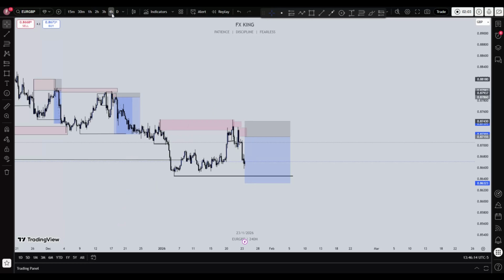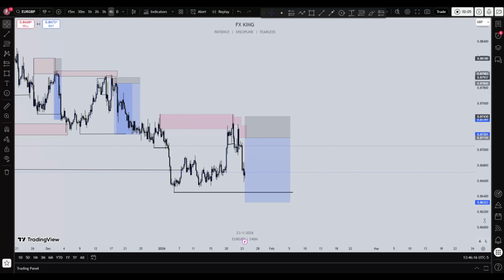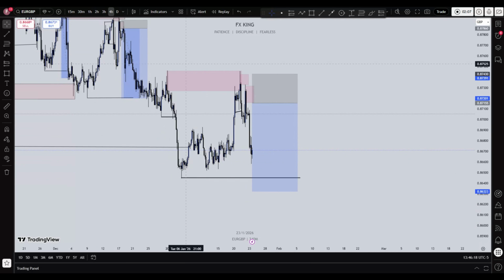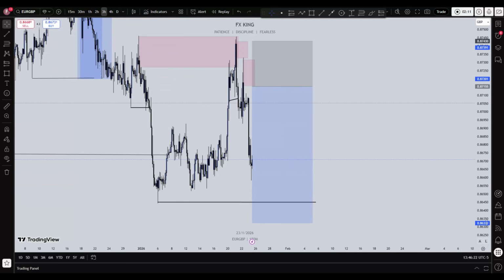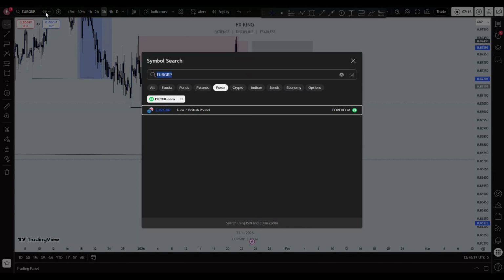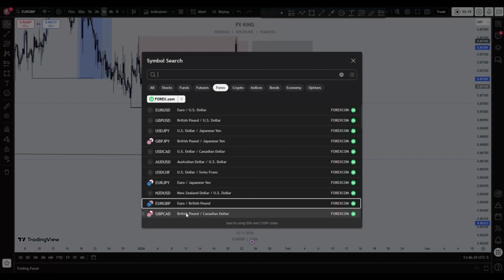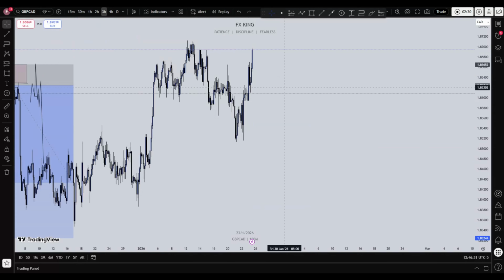So basically, that is it for Euro GBP. Let's look at another pair. Let's see if GBPCAD has anything to offer.